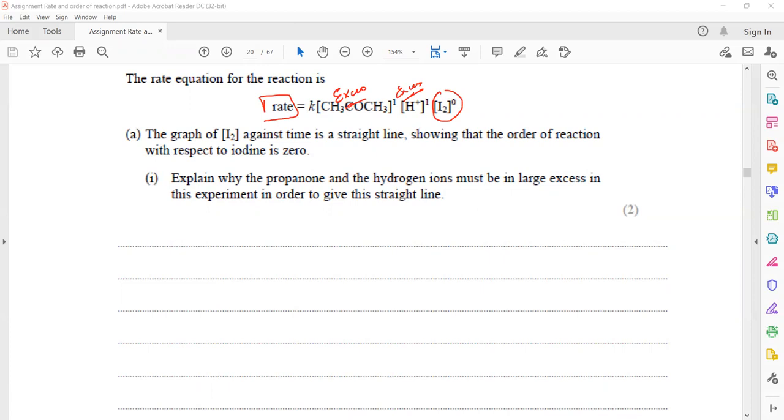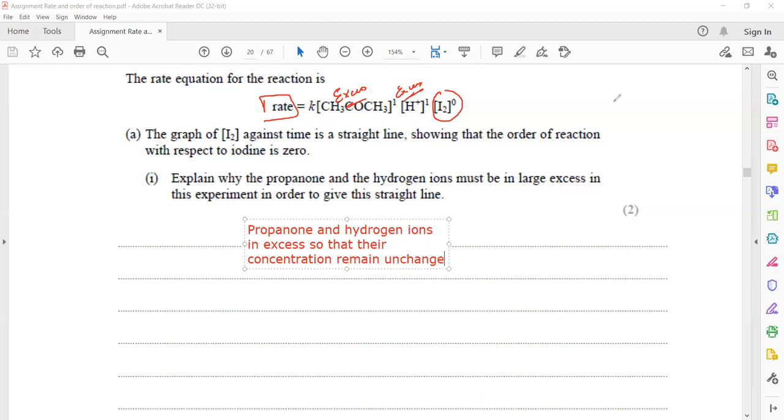So we want the hydrogen ion and propanol concentrations not to change. And how can we make sure their concentration will not change? We take them in excess. So propanol and hydrogen ions are in excess so that their concentrations remain unchanged. They are too much, so if a small quantity is used from a large bulk, we can say there is negligible change.